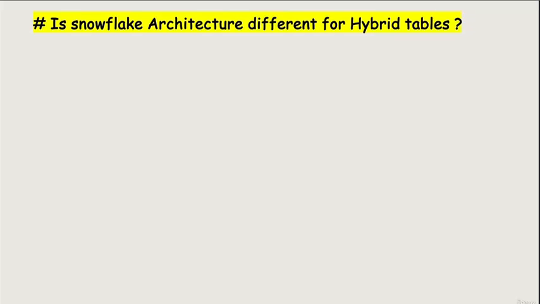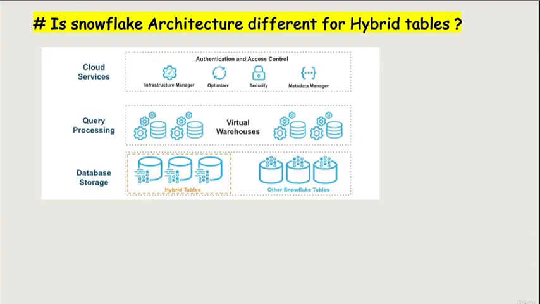Is Snowflake architecture different for hybrid tables? There is no change in the cloud services layer or the query processing layer architecture. They remain exactly the same. There is also no change in the way we access data from hybrid tables. We will continue to use Snowsight or SnowSQL.